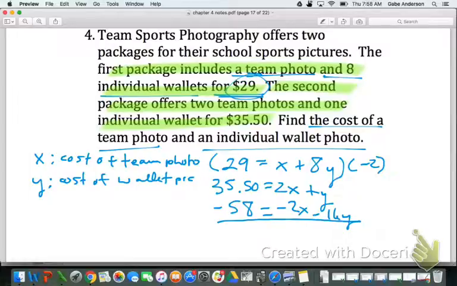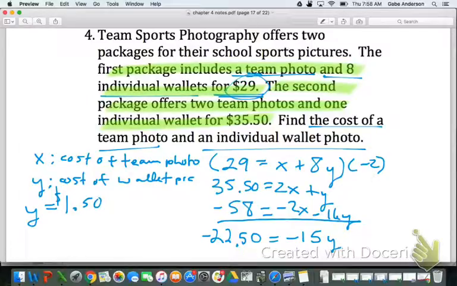So let's see here. Let me do a little arithmetic here. So is this 2250 right here? Negative 2250? Negative 2250 equals negative 15y. So when you divide by negative 15, you got 1.5. Sounds about right. So y equals 1.5. So that means, really that's $1.50. Do you guys agree with that, $1.50 there?